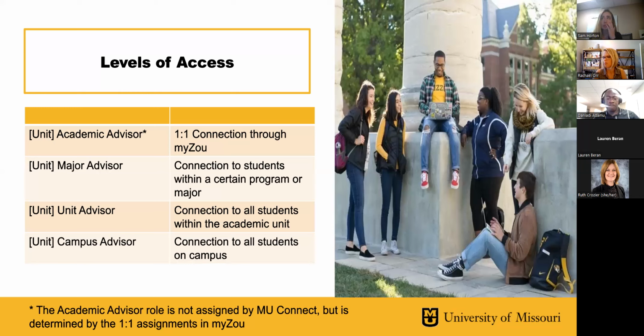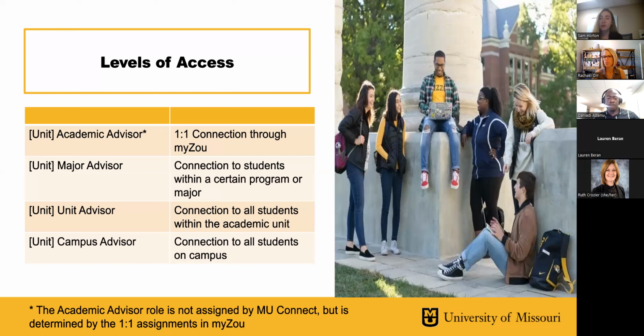Then we have the unit's major advisor role. This is a connection to students with certain programs or majors. I know different units have certificate programs. You also have BA versus BS tracks. These would be the types of majors that you would have access to, depending on if there's a group of students within your department that you work with.